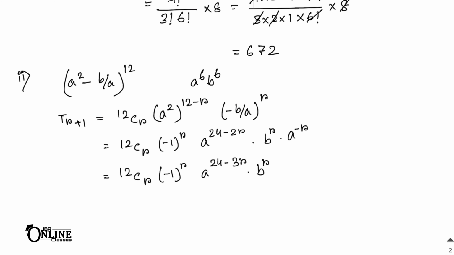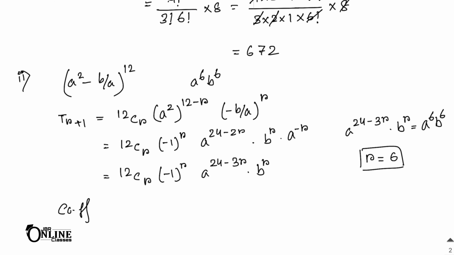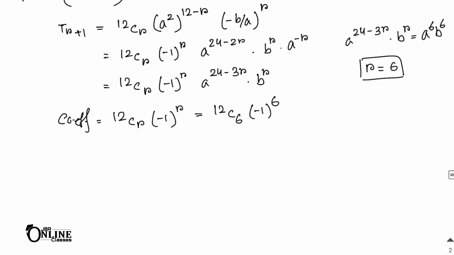So that one, you can write down a to the power 24 minus 3r into b to the power r, that one equals a to the power 6 b to the power 6. Okay, so a to the power 6 b to the power 6, and from that one you can write down r equals 6. Okay, r equals 6 here. So if r equals 6, then the coefficient will be 12Cr and minus 1 whole to the power r. So here 12C6, and minus 1 whole to the power 6. So minus 1 whole to the power 6 means positive.